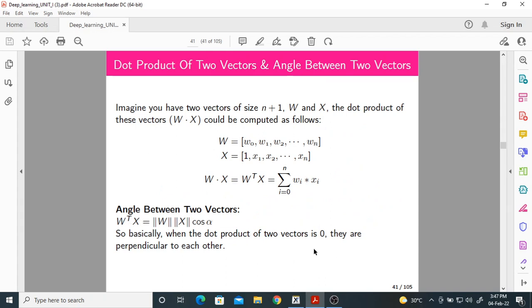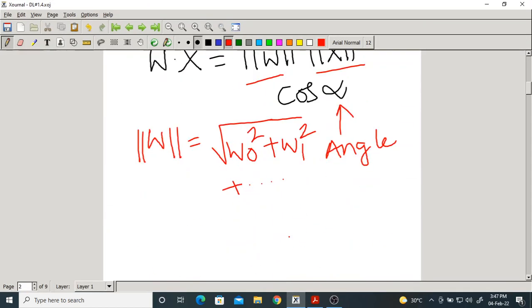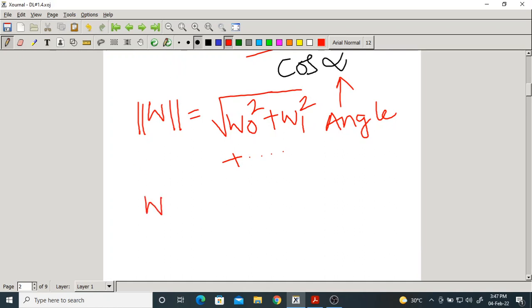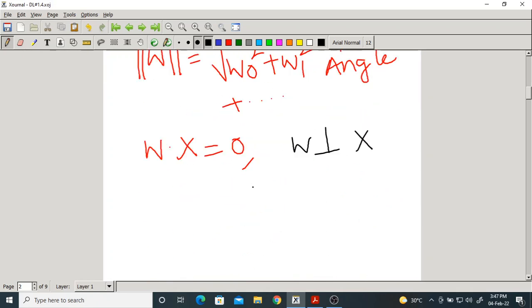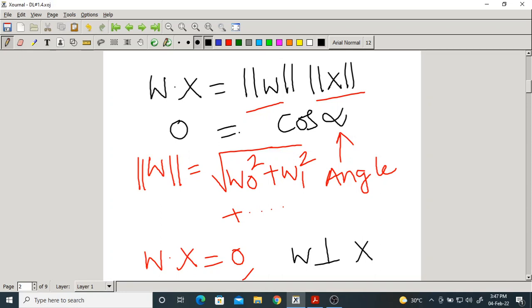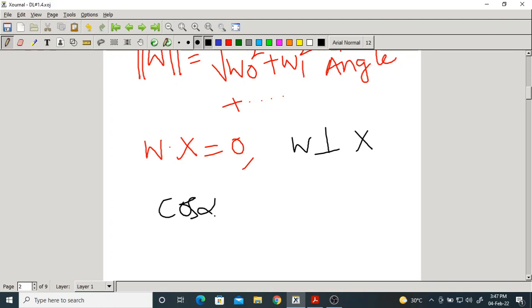Now, when the dot product between any two vectors is 0, what do you say? It means they are perpendicular to each other. So w is perpendicular to x. Obviously from this equation, whenever this is 0, cos alpha is 0. What do you mean by this? This is 0 means cos alpha is 0. When cos is 0, alpha is 90. So cos alpha equal to 0 implies alpha is 90 degrees.